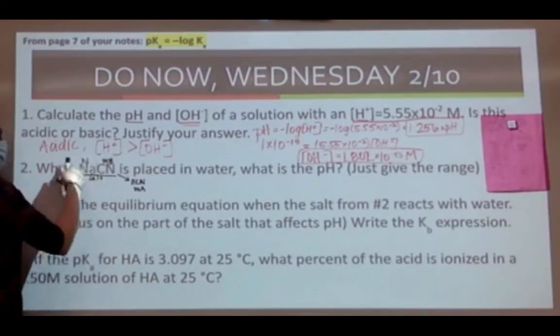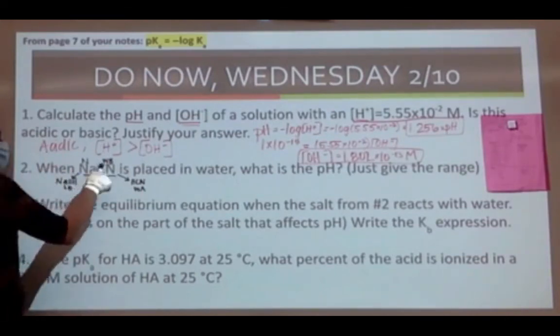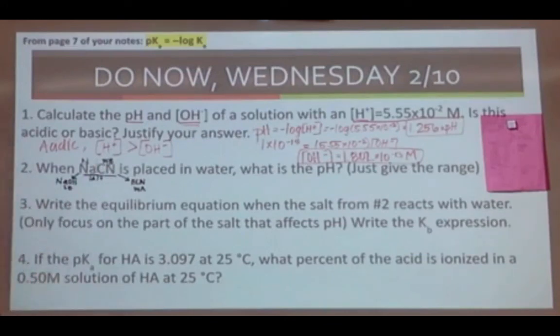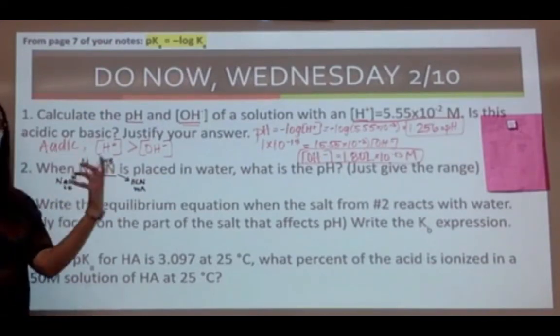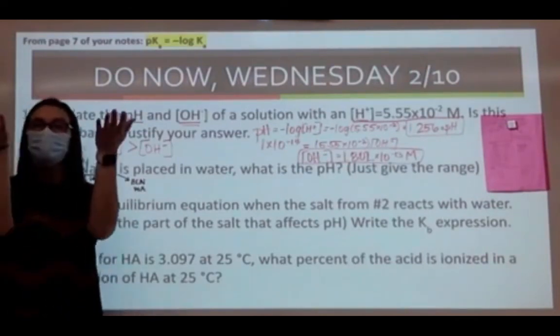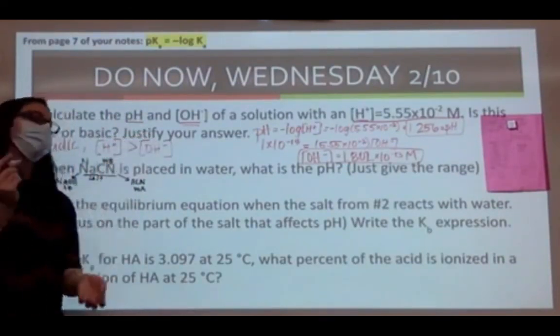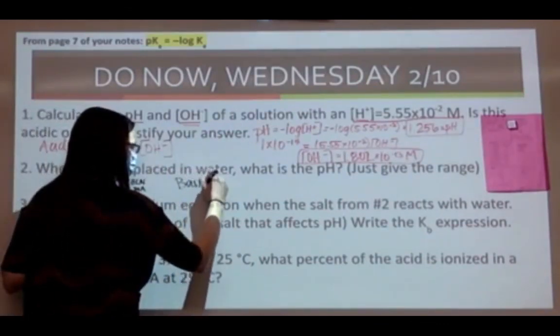Na plus is neutral. A neutral substance like Na plus will not affect the pH. It's not going to do anything to it. CN minus, though, we said is a weak base. A weak base is still a base. So CN minus is going to make this pH basic. So we have part of it that's not going to do anything, part of it's going to make it basic. So overall, we would expect this pH to be basic.